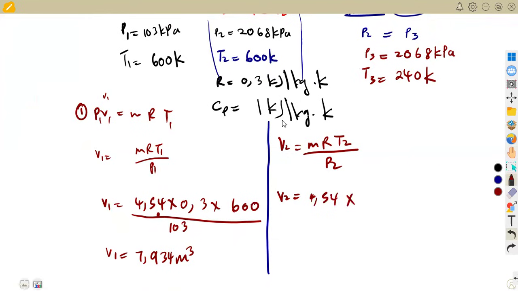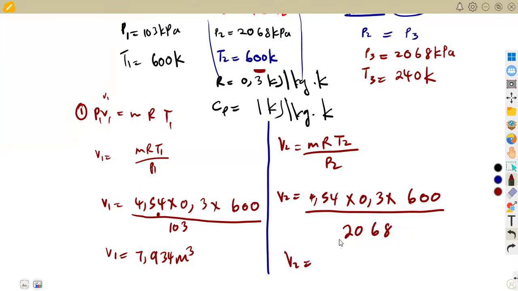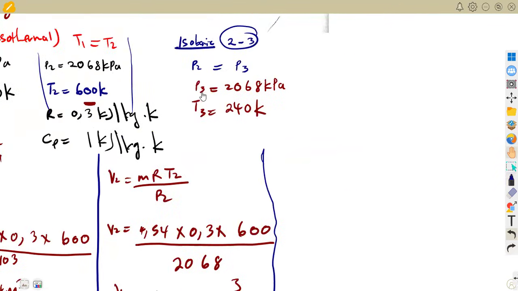4.54 times R for A does not change also. T2 is the one, but remember it is an isothermal where T2 is equal to T1. So you use that. The only part that changed there was the pressure, 2068 now at P2. So that was going to give us V2, which is 0.395 cubic meters.